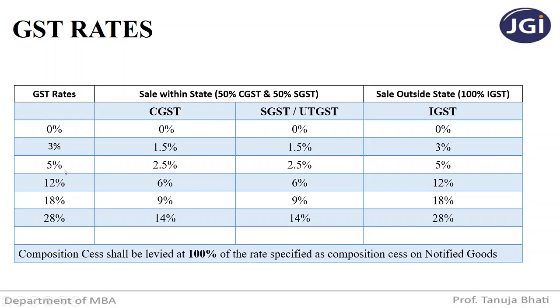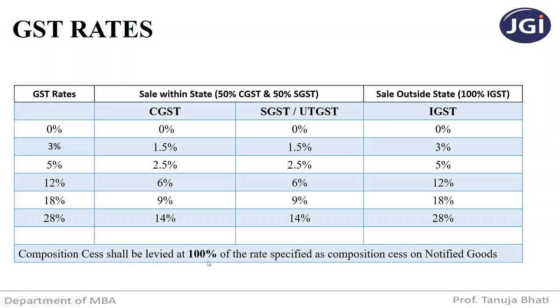Similarly, for 5%, if the sale is within the state, 50% of the rate is to be charged equally between CGST and SGST, and so on. Now, if the sale is outside the state, we know we charge IGST. So, IGST is to be charged at 100% of the rate. If it is 0%, complete 0%. If it is 3%, complete 3% is charged to IGST. If it is 5%, complete 5% is charged to IGST, and so on.